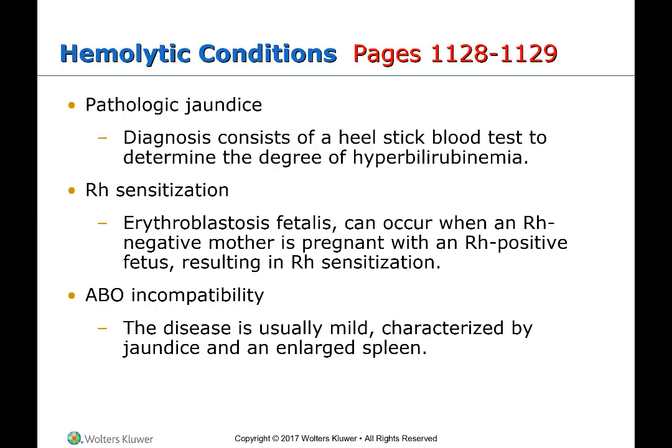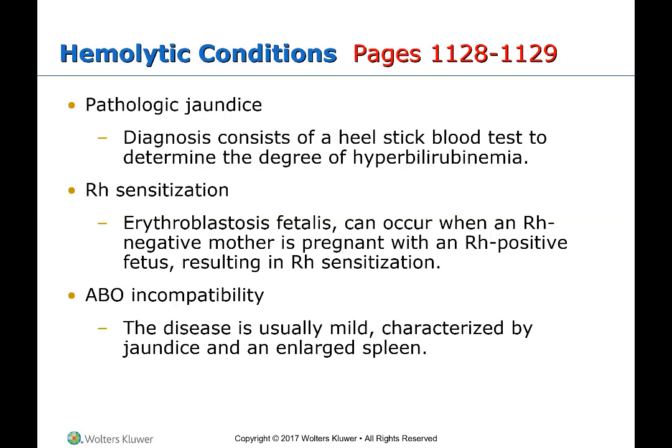Okay, do we have more? Oh, this was pathologic jaundice, RH sensitization, ABO incompatibility. I will go over pathologic, let's see. Okay, pathologic jaundice, we talked about this. This is the bad one. We talked about RH sensitization. This is what, the mother is RH negative, makes antibodies against the fetus. I mean, she could. We hope she doesn't. Hopefully we've given a program.